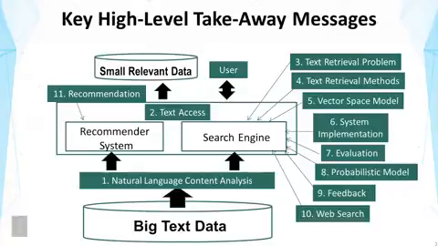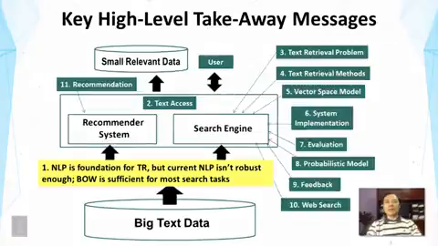First, we talked about natural language content analysis. Here, the main takeaway message is that natural language processing is the foundation for text retrieval. But currently, NLP isn't robust enough, so the bag of words representation is generally the main method used in modern search engines. And it's often sufficient for most search tasks. But obviously for more complex search tasks, we need deeper natural language processing techniques.